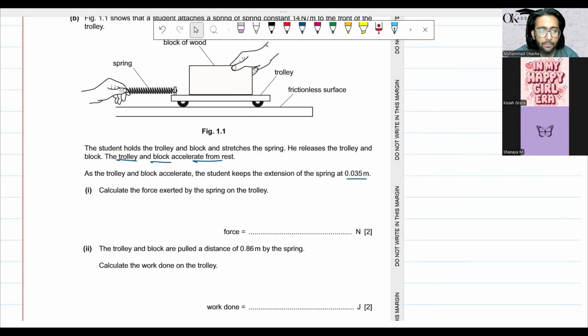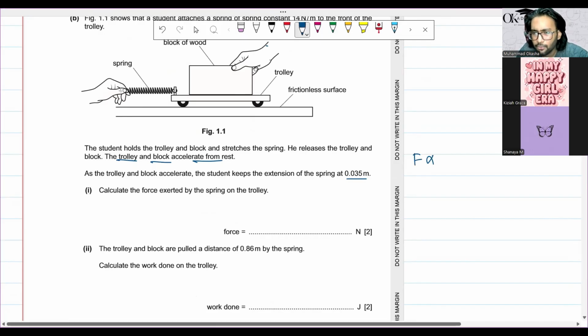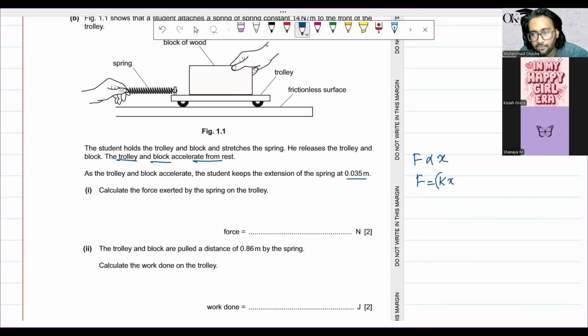So from Hooke's law, we know that if you stretch something, force is proportional to displacement. I think I told you when we were doing the MCQs as well, force is equal to K times X. K is the constant of proportionality, and that is the spring constant. X is the displacement. So in order to calculate the force, you need the spring constant and displacement, right? So I'll put the formula F equals Kx.